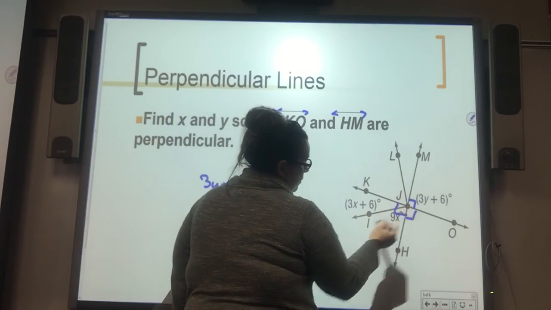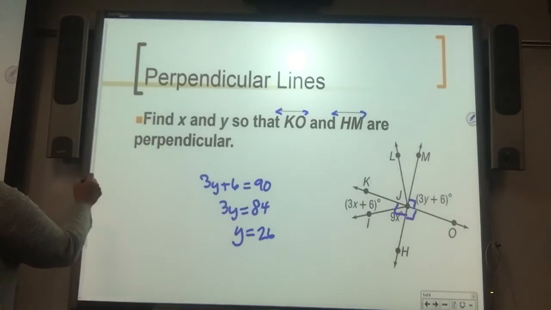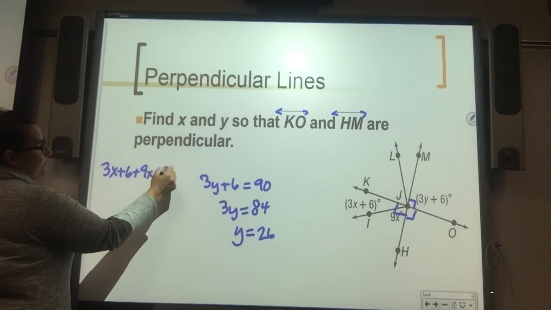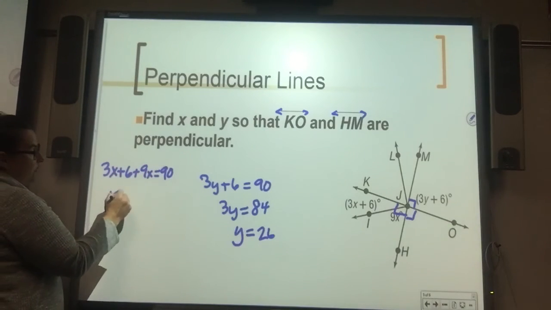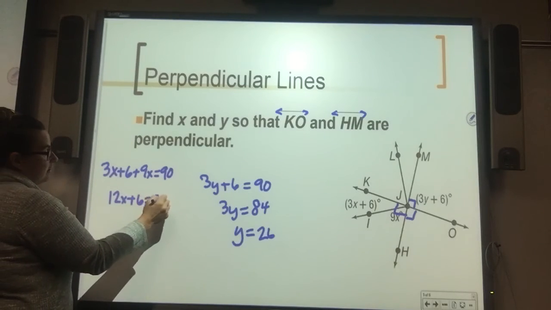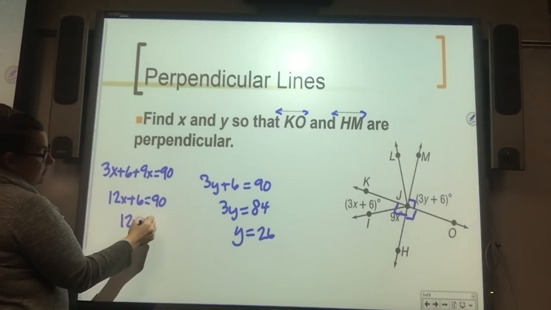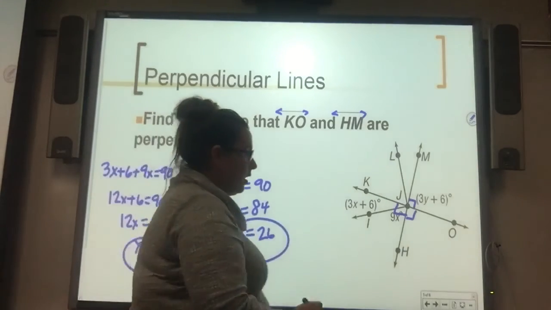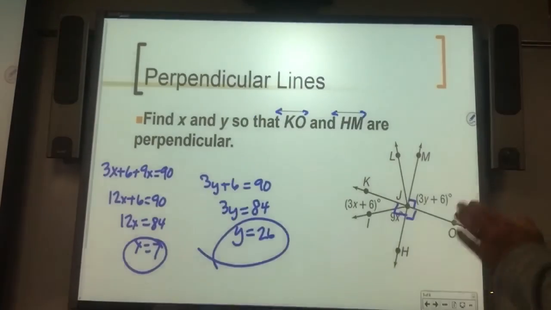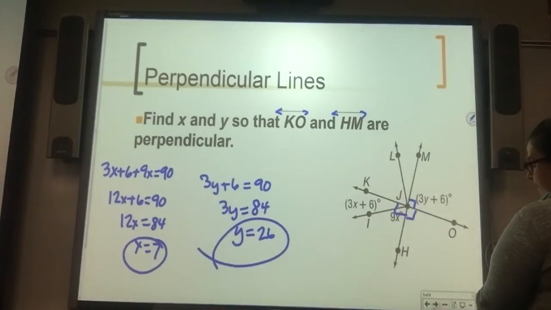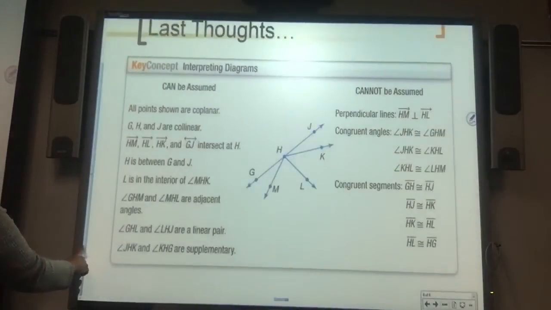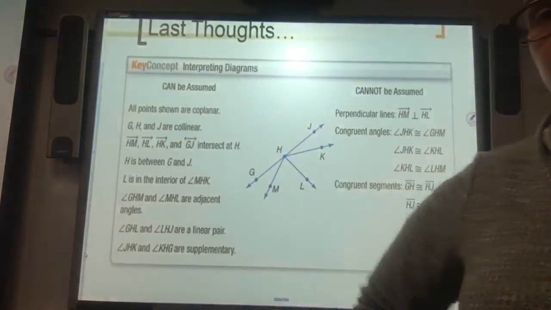And then with the x's, this is also a right angle. And so we can say that 3x plus 6 plus 9x is 90. 12x plus 6 is 90. 12x is 84, so x is 7. Again, we're not relying on looks like, we're actually getting what it is. So this last page gives you things that you can assume and things that you cannot assume from this picture. I would take some time to read through that, make sure you understand it.